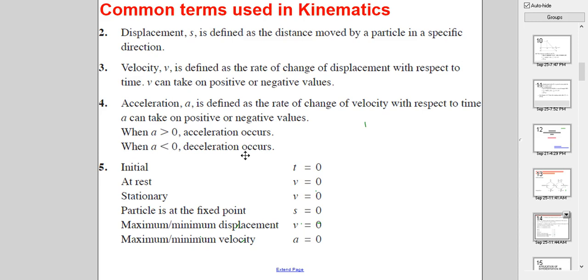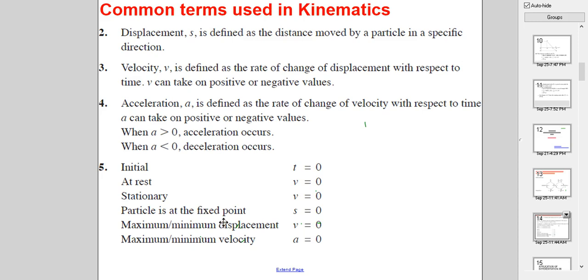If the question says find the initial speed or find the initial velocity, it means t is equal to 0 at that point. If it says the particle is instantaneously at rest, it means v is equal to 0. If it is stationary, then again v is equal to 0. If the question says the particle is at a fixed point, or sometimes again at a fixed point, it means displacement is equal to 0. When we say fixed point, we basically mean the point from which we are given the displacement equation, with reference to which point.